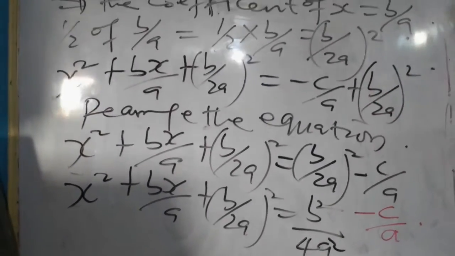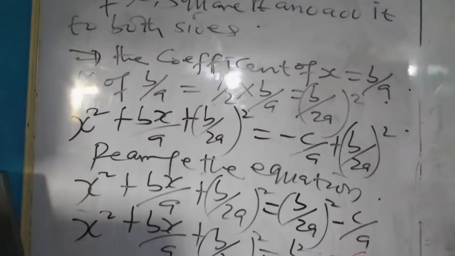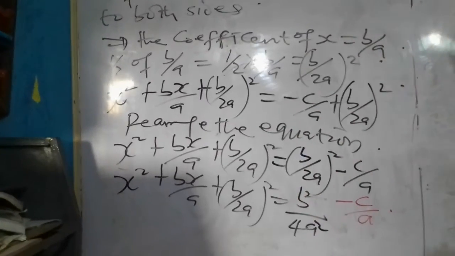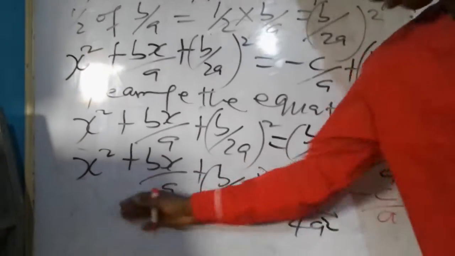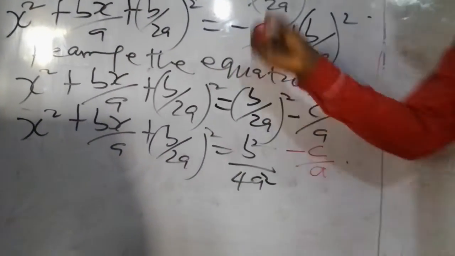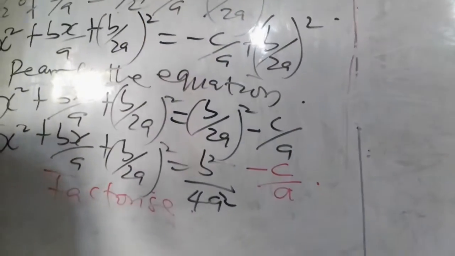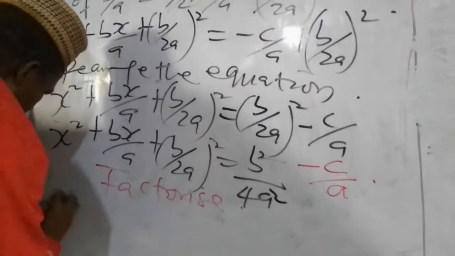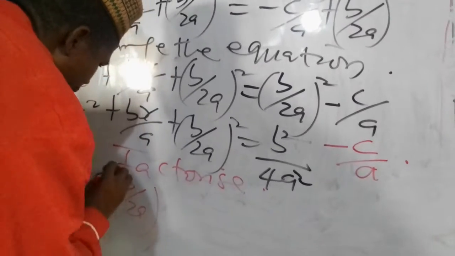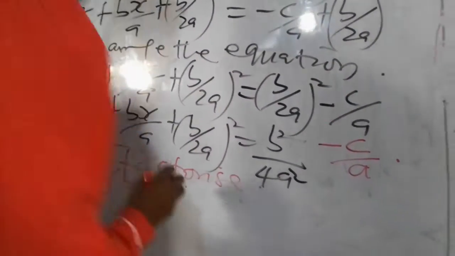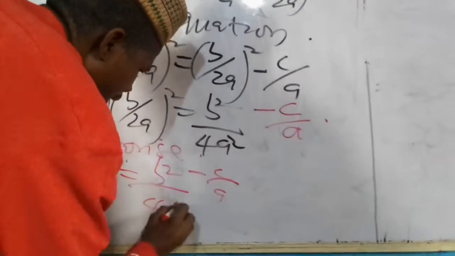So we need to factorize the right-hand side. That's what we want to do. We factorize the right and the left-hand side. Let's factorize and see what happens before we proceed. Factorizing, this is x squared plus bx over a plus b over 2a, everything in bracket squared, equals b squared minus 4ac, all over 4a squared.